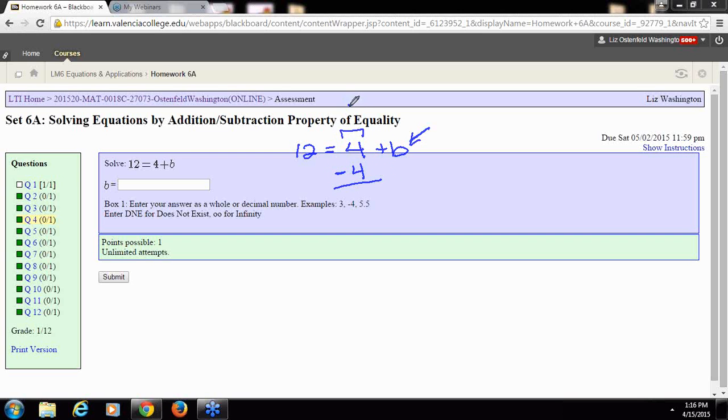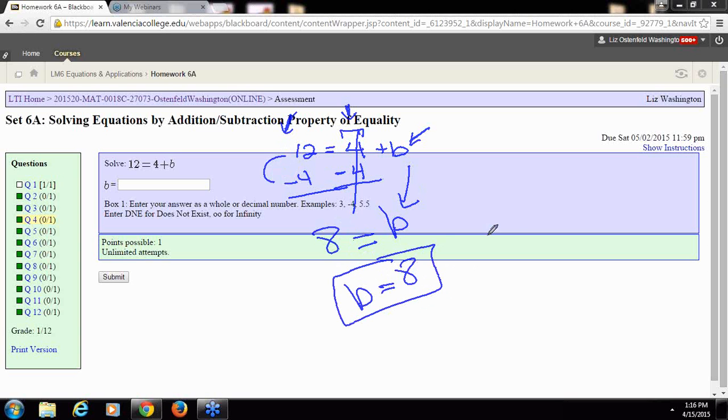Now again, whatever you do to one side of the equation, you have to do to the other. You've got to keep it equal, keep it balanced. This cancels. I'm left with equal signs. The b comes down. The 12 and the minus 4 give me a positive 8. 8 equals b is the same exact thing as b equals 8.